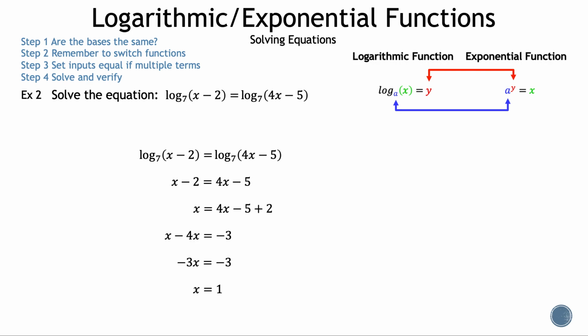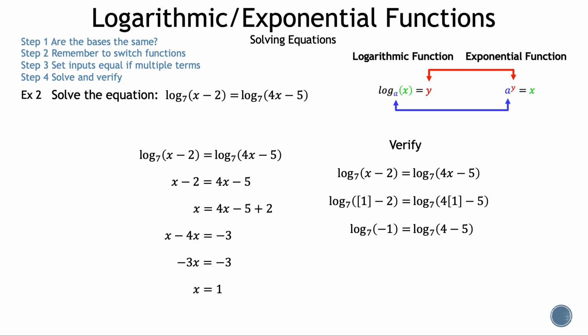Remember that second key bit that we talked about with the definition of a log? That the input must be positive? Well, now we have to verify. So let's substitute 1 for each x. So now we have the log of 1 minus 2 with base 7 is equal to the log of 4 times 1 minus 5 with base 7.